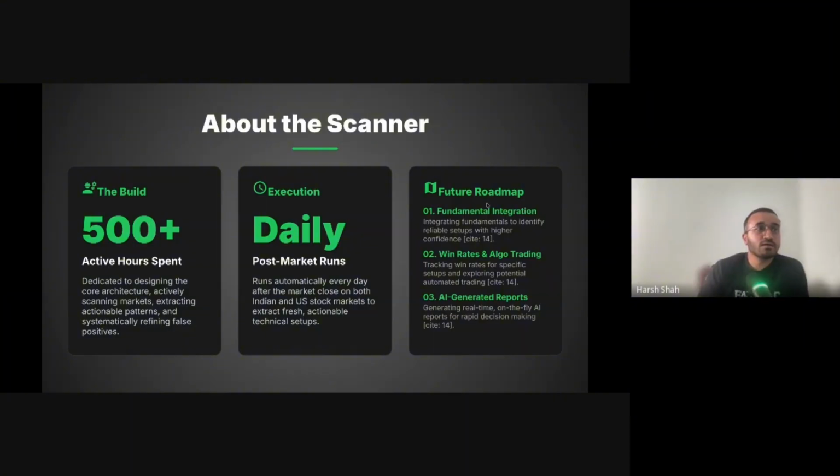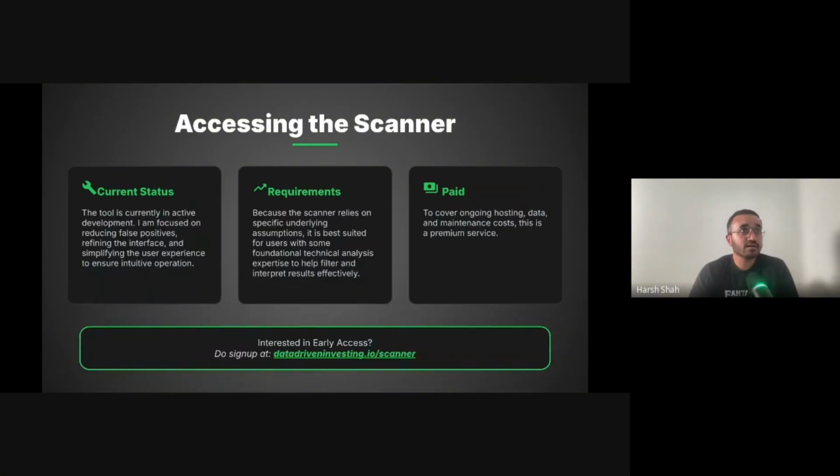Future roadmap, something that I want to integrate: fundamental integration. Right now, it runs on everything and it gets a lot of noise. Some of it leaks out, but if the stock is fundamentally not strong, there is no point in taking that trade. So I'm going to add a lot of fundamental screening so that the stocks are a little more reliable. I also want to add win rates, as I showed with the scanner, and integrate AI-generated reports, where if you want to see all the setups that are breaking out with high confidence, I would directly get it on a click.